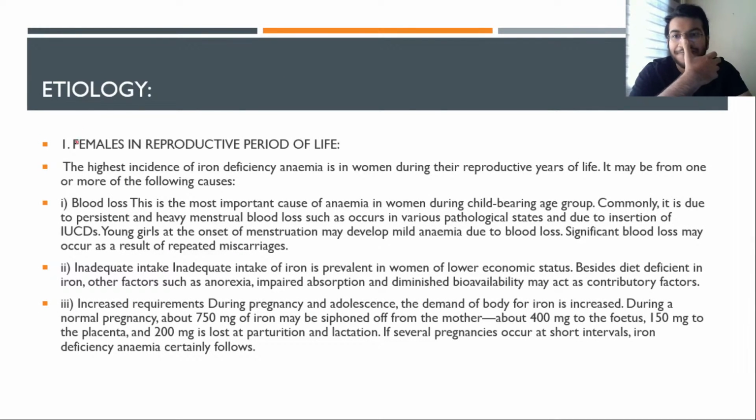Then etiology. Females in the reproductive period of life, the highest incidence of the iron deficiency anemia is in women during their reproductive years of life, and they may be from these causes like blood loss. So this is the most important cause of anemia in the woman during childbearing age. Commonly it is due to the menstrual bleeding, right. Then young girls at the onset of the menstruation may develop mild anemia due to the blood loss, and significant blood loss may occur as a result of repeated miscarriages.